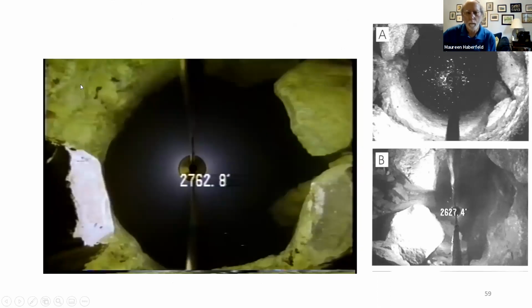When they drill one of these wells, in Florida at least, they run a camera down the hole before they put the pipe in there. And they run a video camera up and down the well, and you're actually seeing a picture of the rock at this depth, 2,762.8 feet below the land surface. That's the depth of the well, and you're seeing what looks round here for the most part.